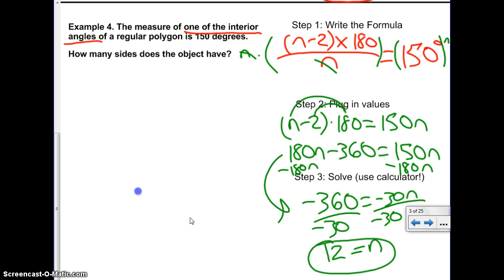And it's 12. And so there, you've seen the 4 types of problems they're going to throw at you. I think you're going to do a great job with interior angles, and best of luck.